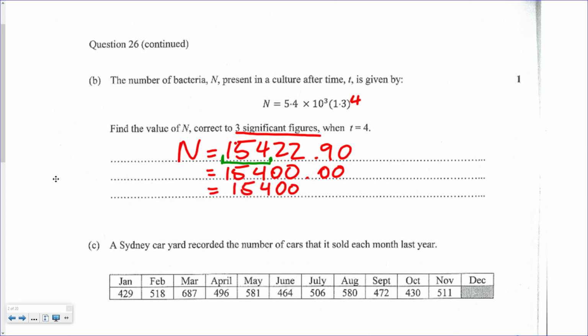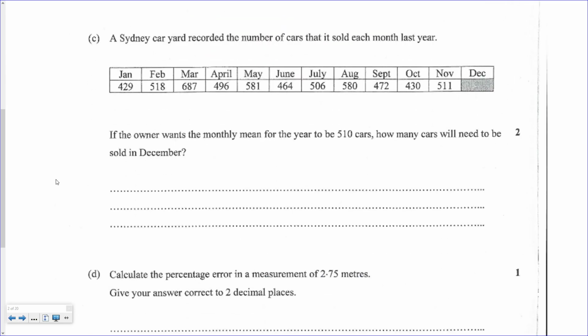So those zeros afterwards aren't necessary. So that's the answer for that. Making sure I'm reading the question carefully: 3 significant figures. Going to this next question, we have this car yard, which record the number of sales.